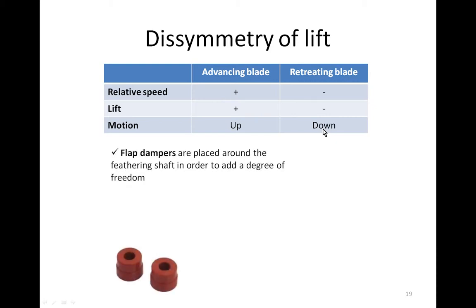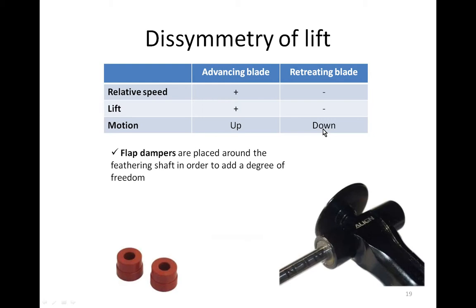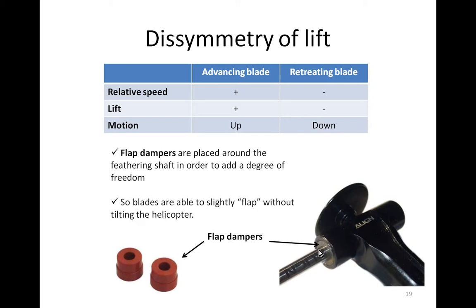To solve this issue, we add dampers named flap dampers around the feathering shaft in order to add a degree of freedom for the blades. So, blades can flap without tilting the heli.